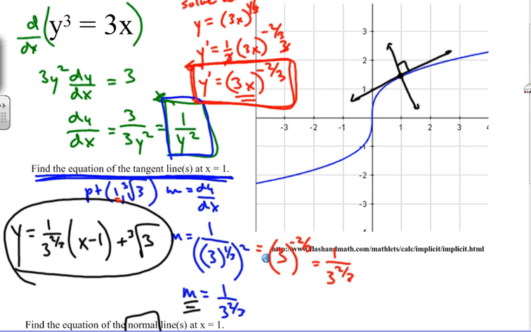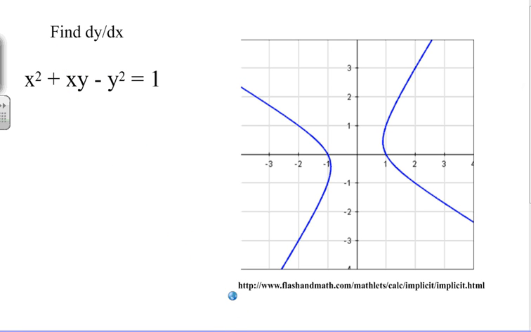Okay. Learn a lot of information. We talked about implicit. We talked about tangent lines. We talked about normal lines. What we're going to do is one more problem, and then you can do some homework and try this out on your own. And there might be some other additional tutorials or lessons on this online. But let's try this one.